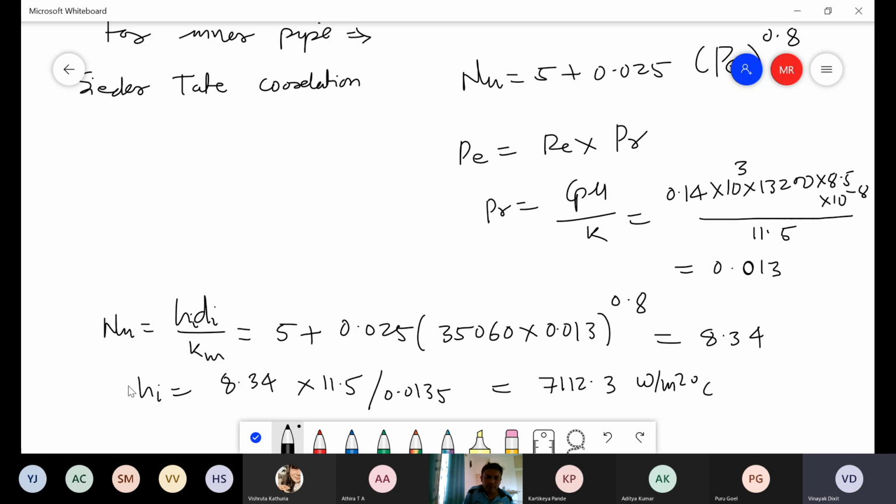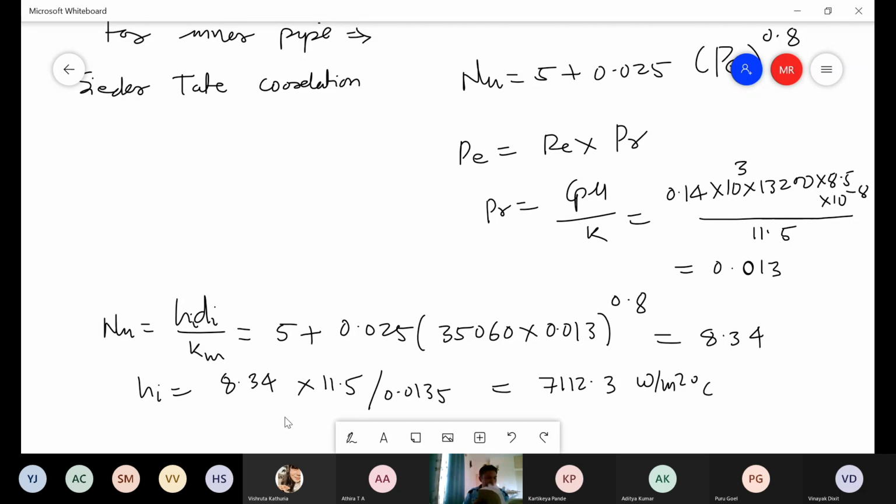Sir, could you tell what relation did we use to calculate the Nusselt number? This is the relation we have used, the Seider-Tate correlation. Nusselt number is given as 5 plus 0.025 into the Peclet number raised to the power 0.8. Sir, I think you've used the wrong expression. The relation which you have used is Seban and Shimazaki. As given in the slide, I might have used the name incorrectly. Just wait.